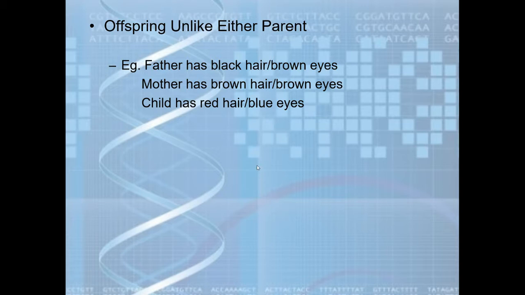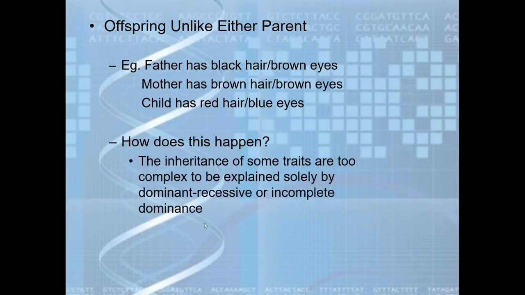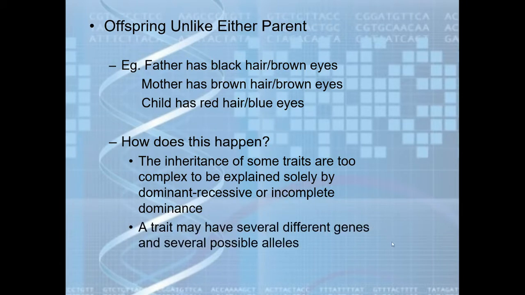Offspring unlike either parent. The father has black hair, brown eyes. The mother has brown hair, brown eyes. The child has red hair, blue eyes. How does this happen? The inheritance of some traits is too complex to be explained solely by dominant, recessive, or incomplete dominance. It can be another factor, and those are the things that scientists are still studying and trying to determine. A trait may have several different genes and several responsible alleles, so we just don't know how the genes interact with each other.